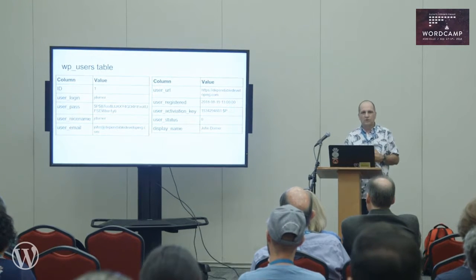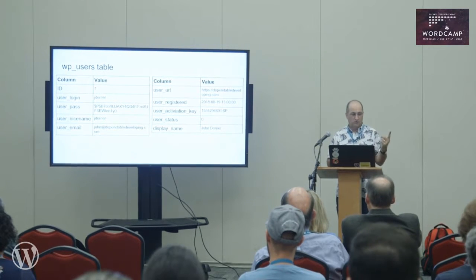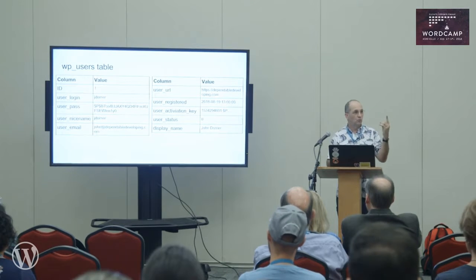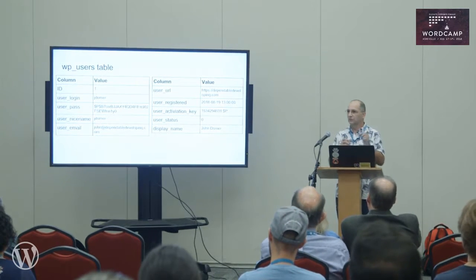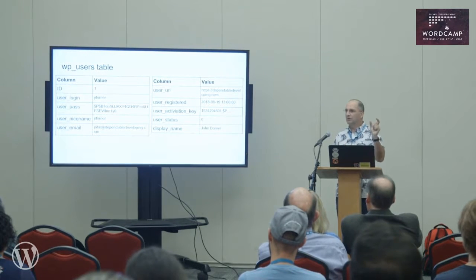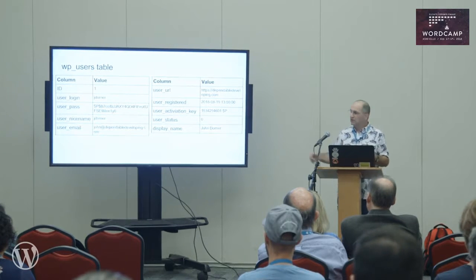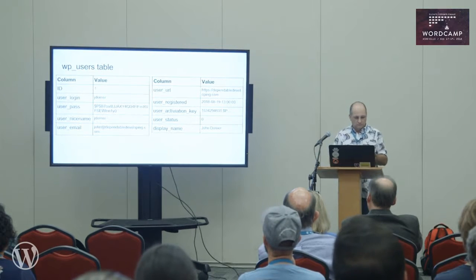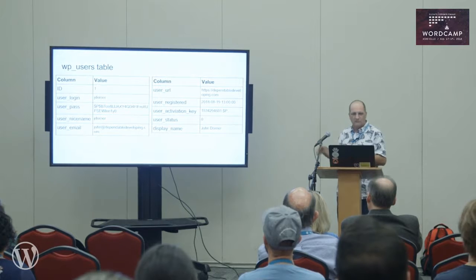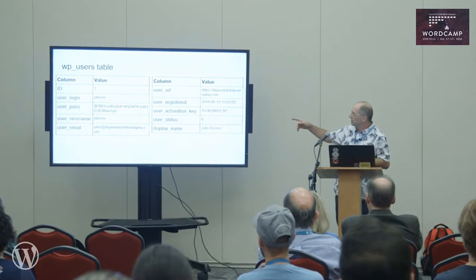So we'll start out with the users table. The first thing you're going to do is create a user. And user number one is the user that you created when you created the WordPress site. It asked you for a user, the admin user. So user one is always going to be an admin user. User login, that's what you put in. So these are the columns in the table, if you look at it in phpMyAdmin, the columns and the values for that.